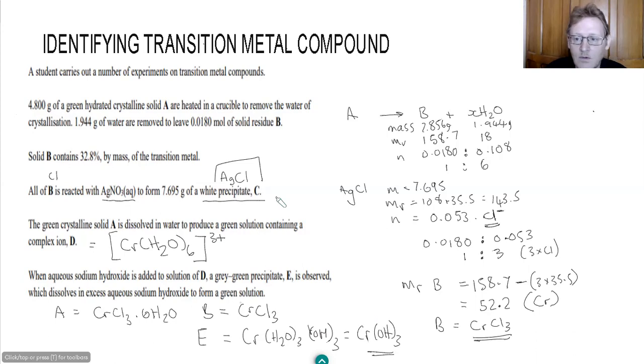So therefore, we've identified all the transition metal compounds: A CrCl3 6H2O, B CrCl3, D Cr(H2O)6 3+, and E Cr(OH)3. And C was silver chloride.